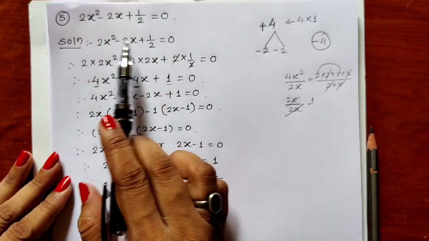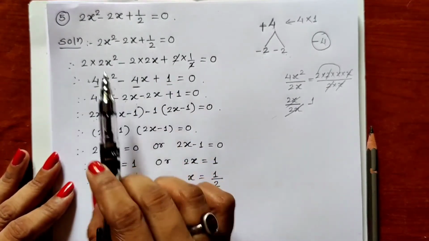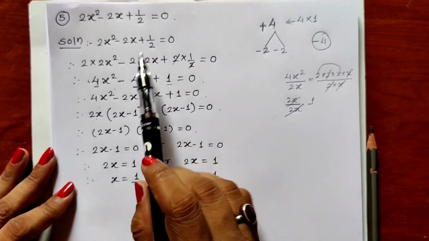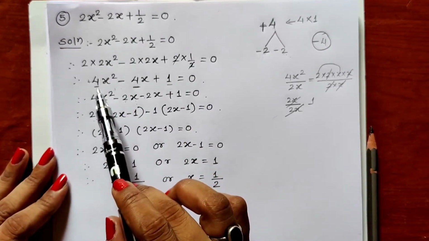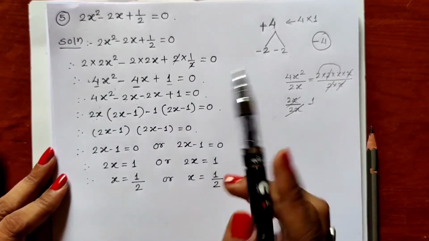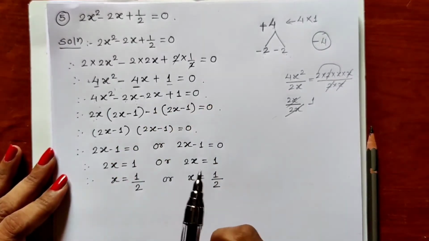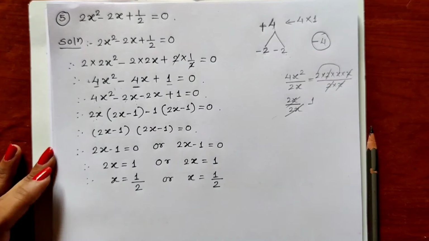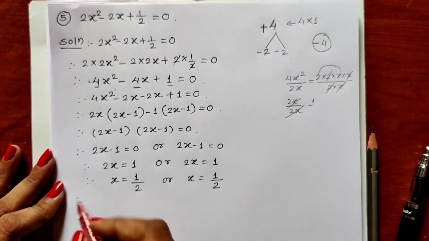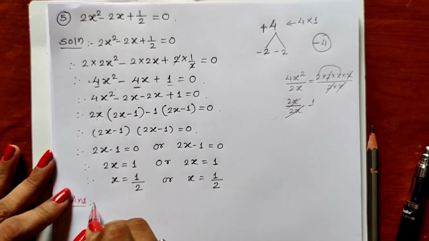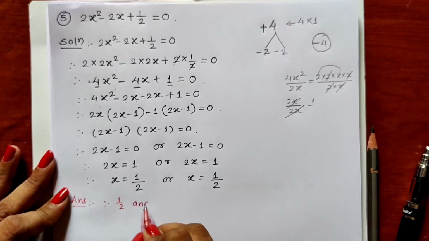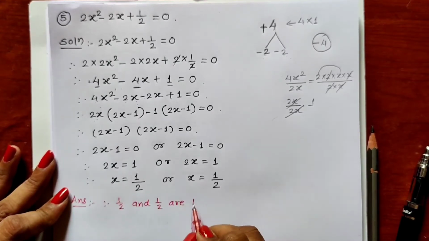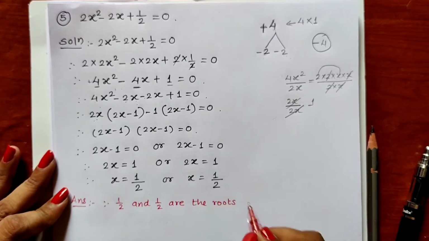You can keep this 1 upon 2 as it is and then solve the sum, but that will become quite difficult. Instead of that, if you multiply by 2 throughout the equation in the next step, you can make this equation 4x square minus 4x plus 1, and it becomes easy to solve and easy to take out common from the first, second and third, fourth terms. So it is up to you how you are going to solve it. Now let us write the answer. Therefore 1 upon 2 and 1 upon 2 are the roots of the given equation.